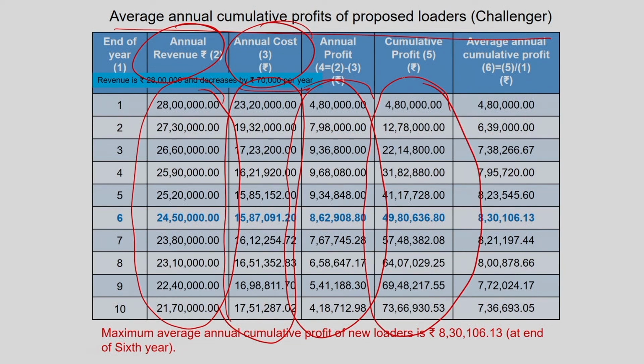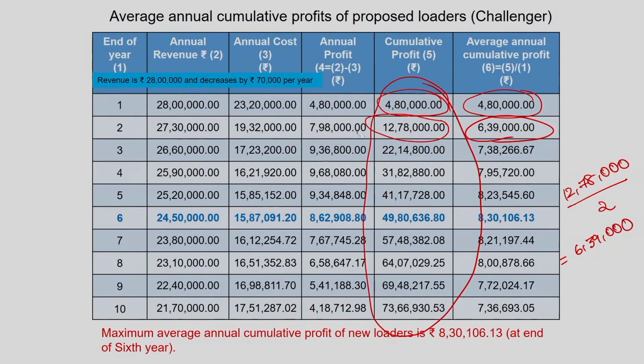Okay. So, find the cumulative profit. Now, you are going to find the average annual cumulative profit, which is nothing but the cumulative profit divided by the usage. For the first year, it is 4,80,000 divided by 1, that gives you 4,80,000. For the second year, the cumulative profit is 12,78,000, divided by the usage of 2 years. Divide by 2, you will get 6,39,000 as the average annual profit for the second year.